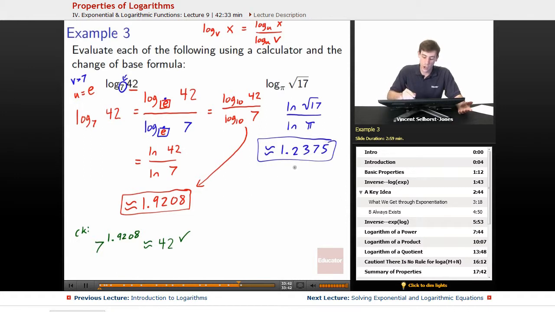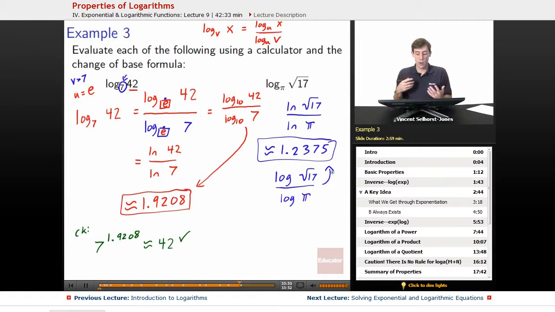And if we wanted to, we also could have done that as log base 10 of root 17 over log base 10 of pi, and we would have wound up getting the exact same thing. It would have come out to be approximately 1.2375. Either one you work with, they're both going to give you the same answer. Great. And if you wanted to, you could also check this as well. You could check and make sure that pi raised to approximately 1.2375 does come out to be approximately root 17, and indeed it does.